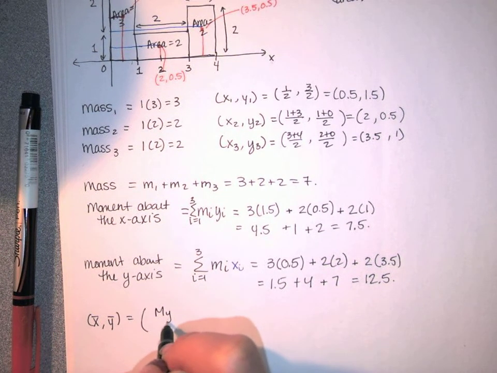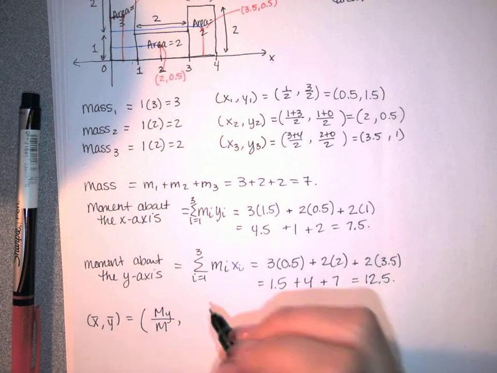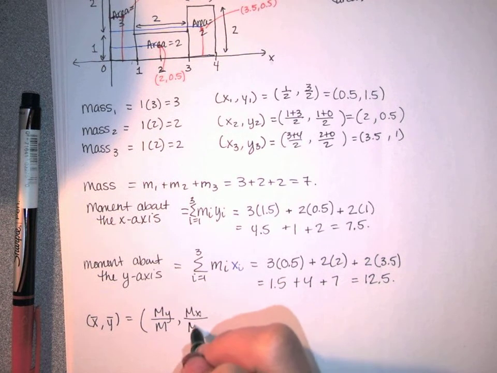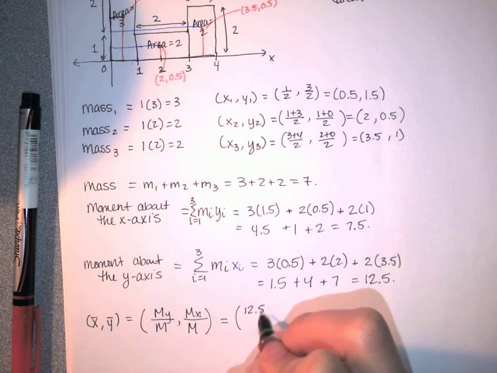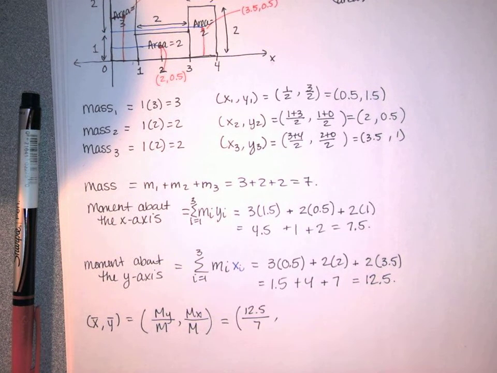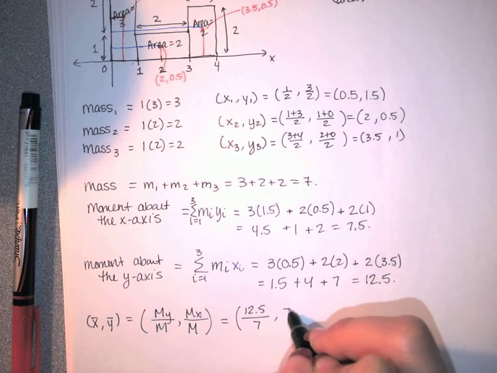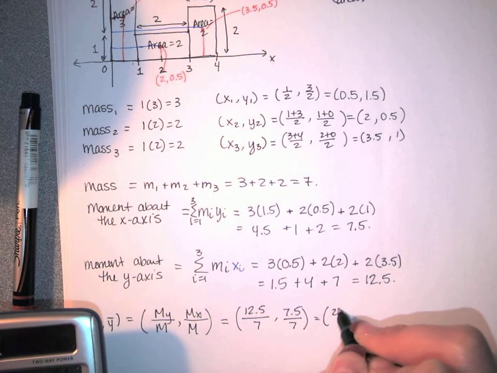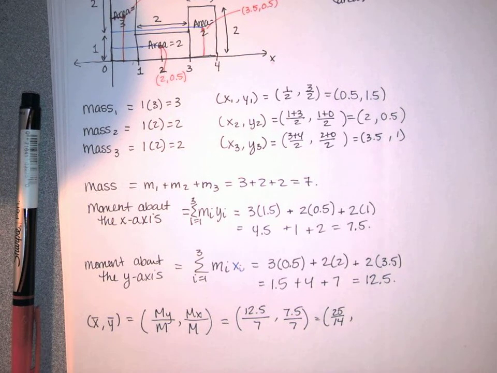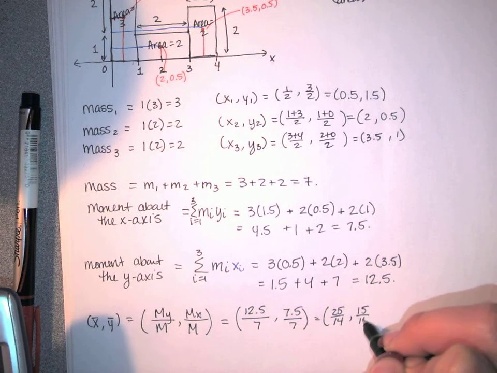I'm going to take the moment about the y-axis and divide by the total mass to get x bar, and take the moment about the x-axis and divide by the total mass to get y bar. Moment about the y-axis is 12.5, and we're dividing by the total mass of 7. Moment about the x-axis is 7.5, and we're dividing by the total mass of 7. And let me get my calculator out to do the simple arithmetic. So I end up with 25 over 14. And you can guess the next answer, 15 over 14.